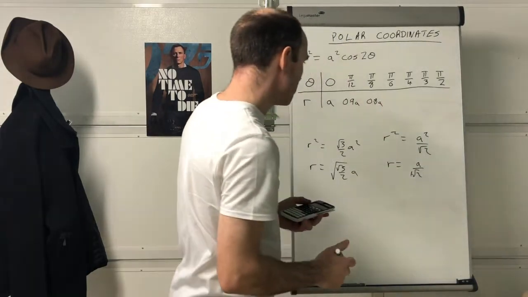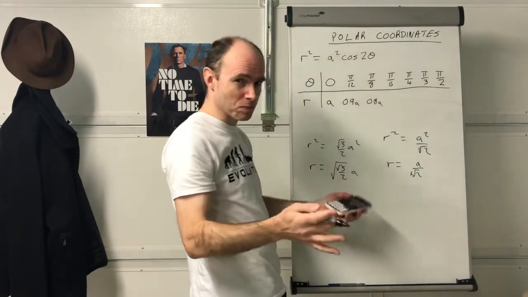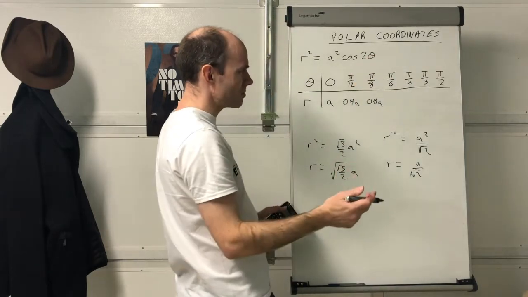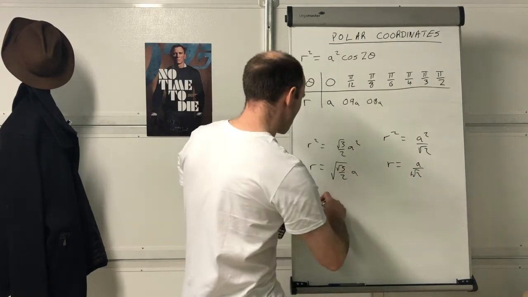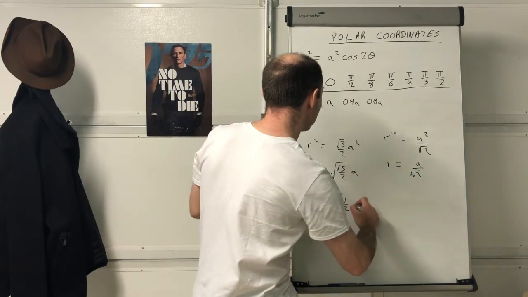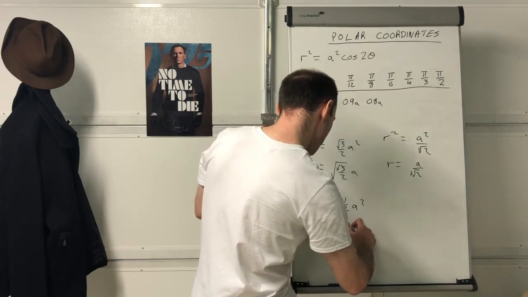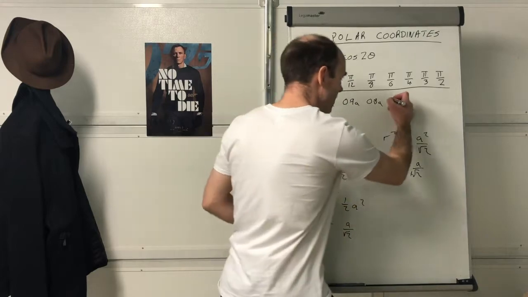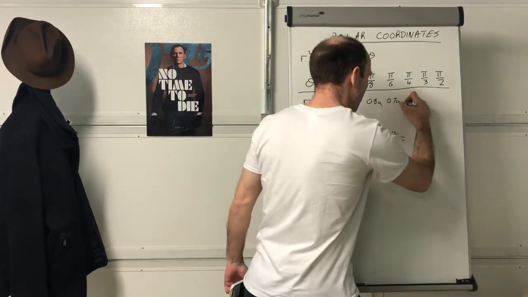Okay, and remember r is always positive, so that's why I'm not doing plus or minus, r is always positive with polar coordinates. Pi over 6, double that, so it's pi over 3, cosine pi over 3, great, it's a half. So you've got r squared equals 1/2 a squared, so r is equal to a over root 2, so it looks like it's 0.707 a, okay.